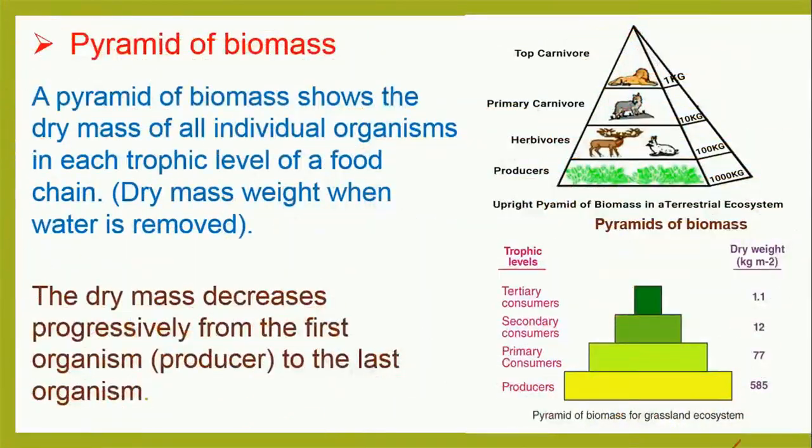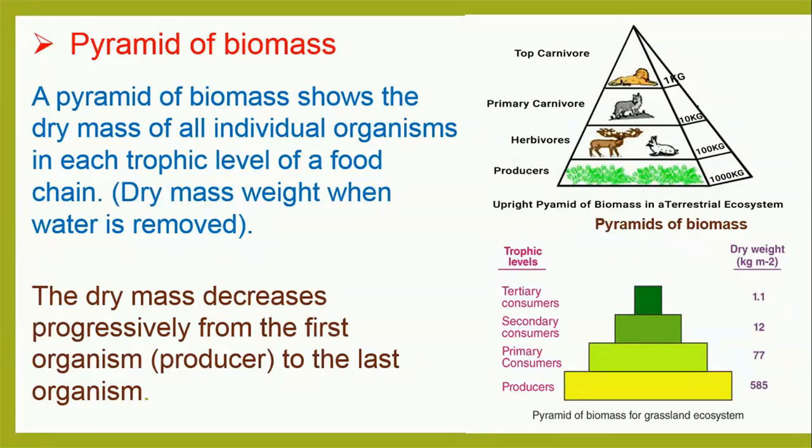Okay, the last type of pyramid is the pyramid of biomass. A pyramid of biomass shows the dry mass, or the weight, of all individual organisms in each trophic level of a food chain. So when we say dry mass, we mean weight. We're talking about the weight of an organism when water has been removed. The dry mass also decreases progressively from the first organism, which are the producers, to the last organism.